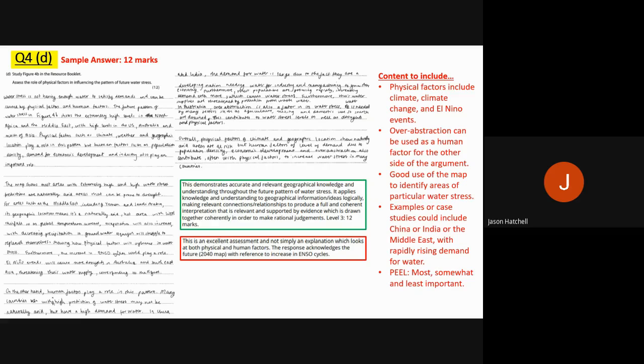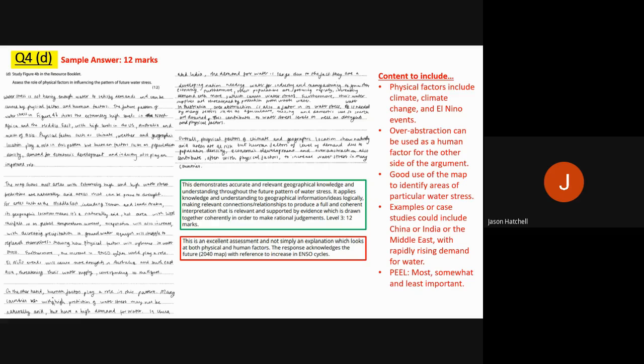And finally, for when you are redoing this question, content to include. Physical factors like climate change, El Nino events. Over-abstraction can lead to higher costs and leads to more water stress. And that's a human factor. Good use of the map. Make sure you use the map very clearly to identify particular areas.